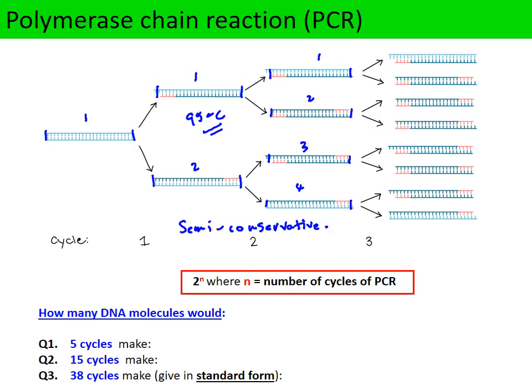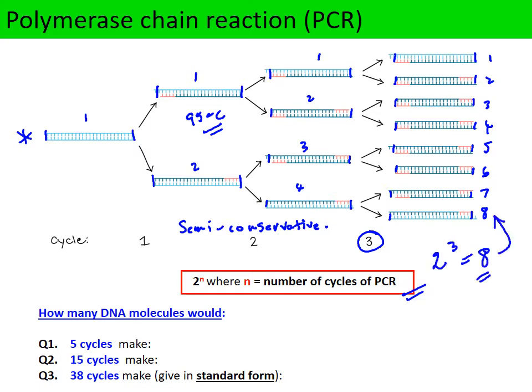So if we take these 4 DNA molecules and we have cycle number 3, we end up obviously with 8 DNA molecules at the end of the 3rd cycle. Now, these again will be exactly the same size and exactly the same sequence as the original DNA molecule that we started with over on the left. So you can see they're all exactly the same size and sequence compared to the original DNA molecule. As a general rule, we can use this equation that we've got in the red box: 2 to the power n, where n is the number of cycles of PCR. So 3 cycles of PCR would give us 2 to the power 3, which is 8 DNA molecules.